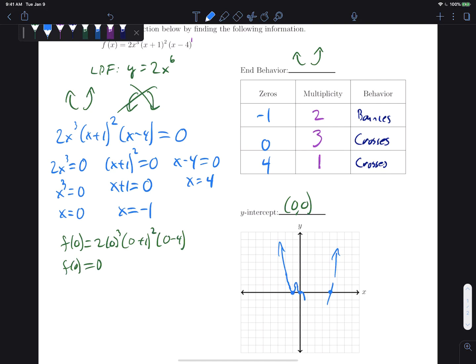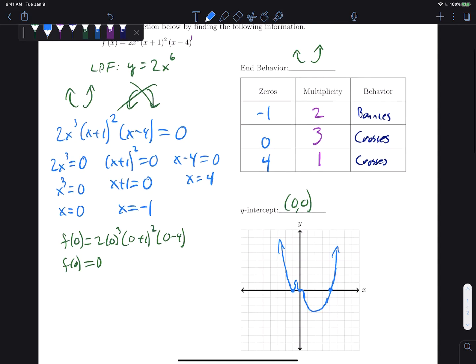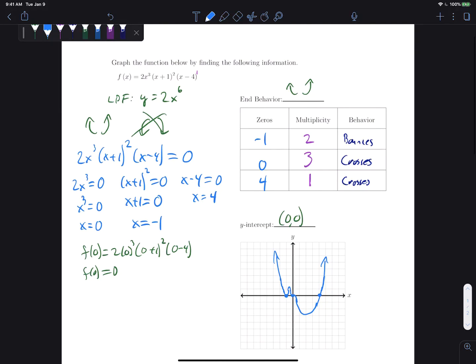Then just connect everything. Connect, connect, connect, and connect. And this is just a rough sketch of what this graph is going to look like. It's not perfect by any means, and I don't expect it to be. But if you want to see a perfect graph, you can type f of x into your calculator and see what it looks like.